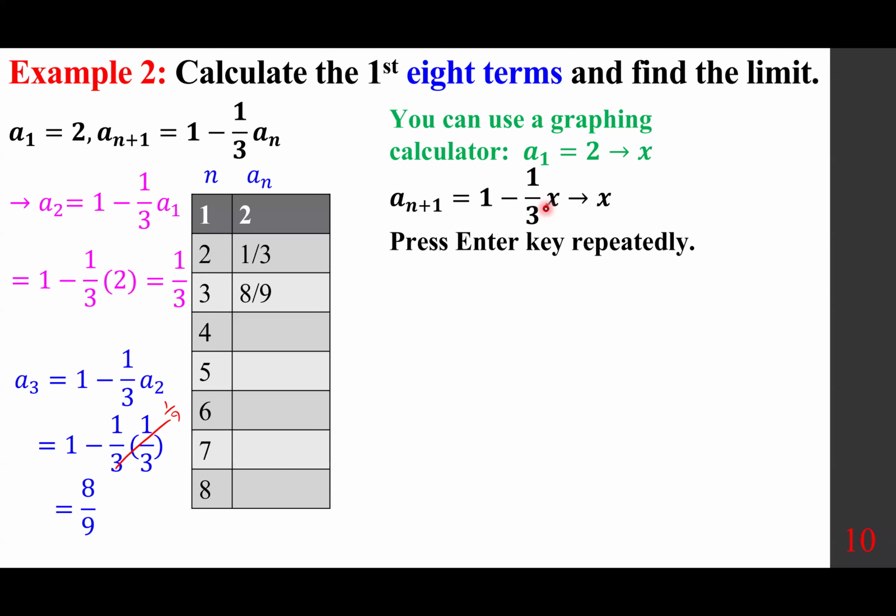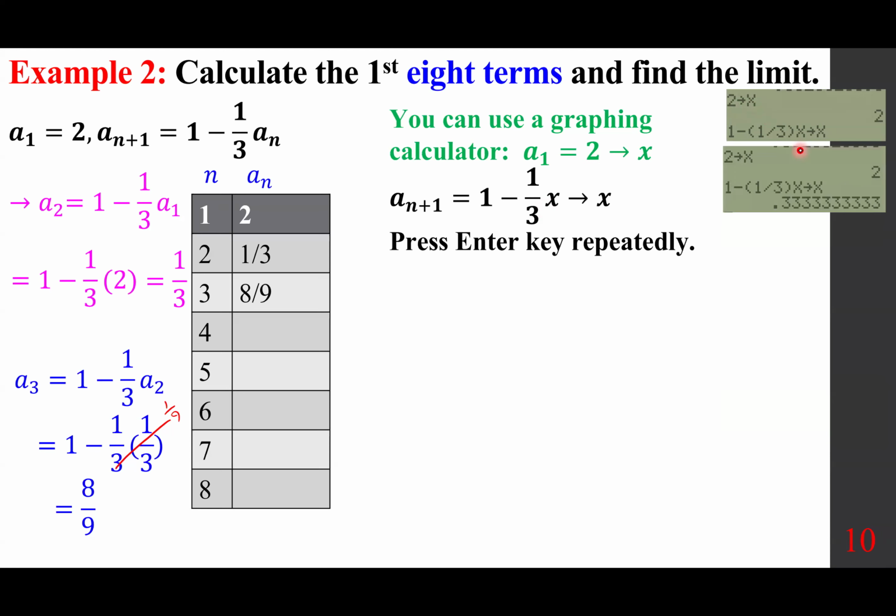And then press enter key repeatedly. I'll show you algebraically or analytically as well in a moment. So if you store the 2 in x and then 1 minus 1/3 x into that, you get obviously 2 for this one, and this one will give you this number. Remember, this is 1/3. Do it again, gives you the next number.